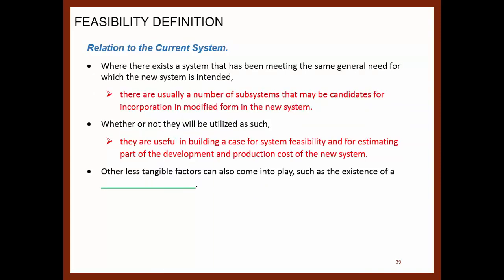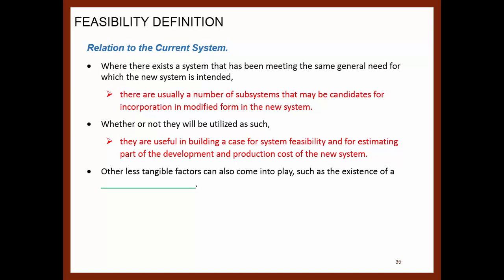Relation to the current system. Where there exists a system that has been meeting the same general need for which the system is intended, there are usually a number of subsystems that may be candidates for incorporation in modified form in the new system. And that's most of the time what you will see in technology. Computers, TVs, video game consoles, and so on. So there's something already in place and you're trying to improve with the new system.